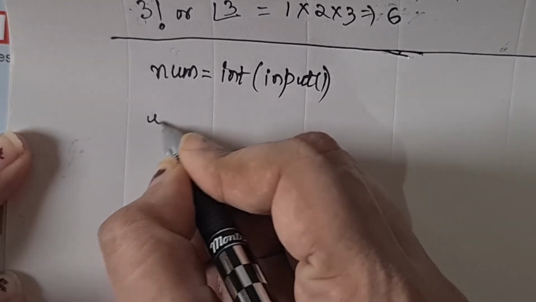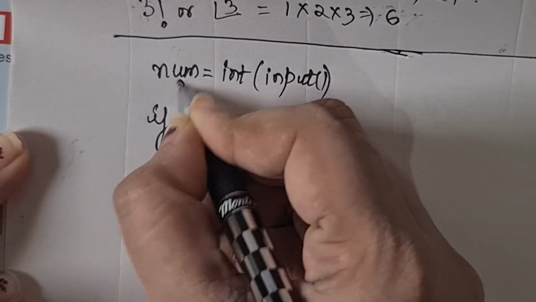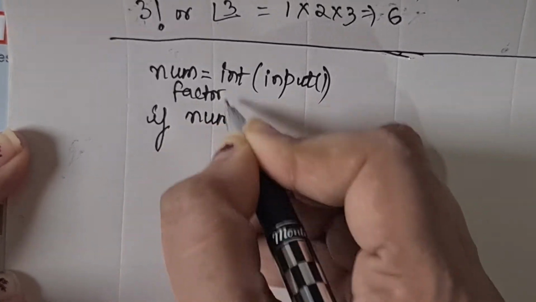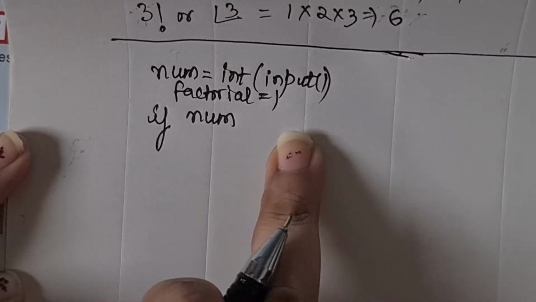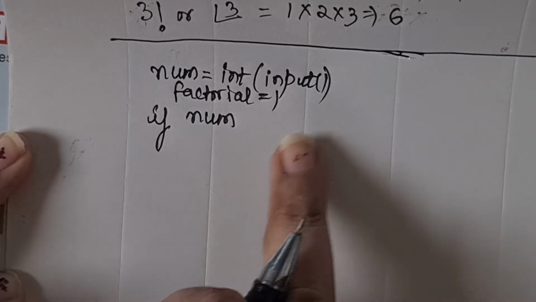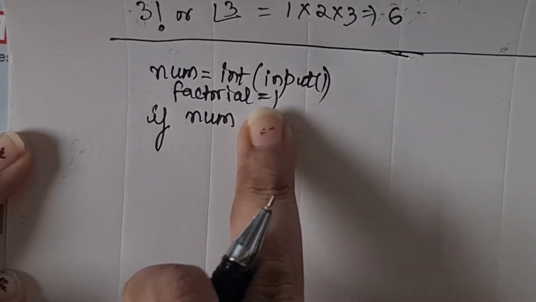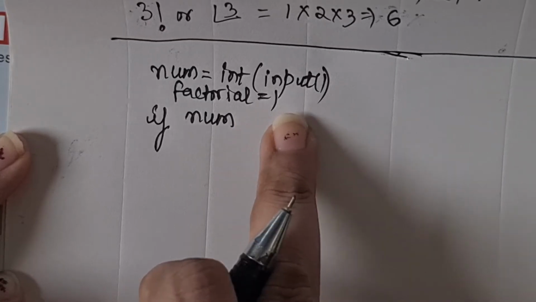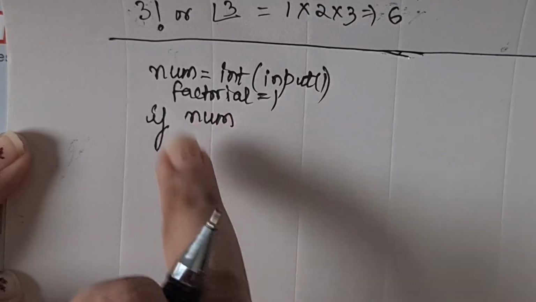Now, first of all we have to assign the value of factorial as 1. Factorial equal to 1. In this line I am assigning a value. This is the assignment operator. So I am assigning a value, that is 1, to this variable, that is factorial.